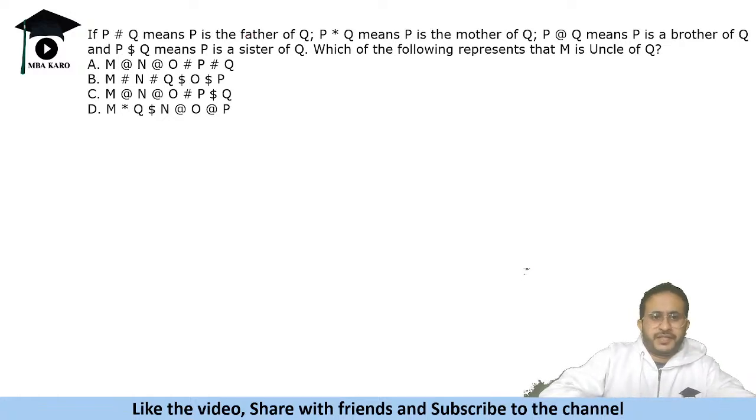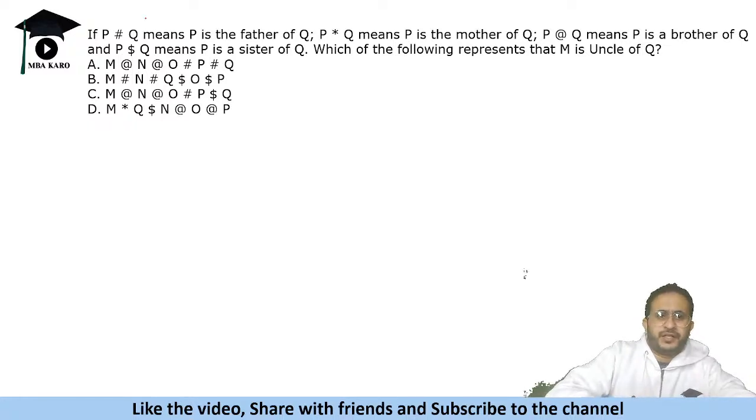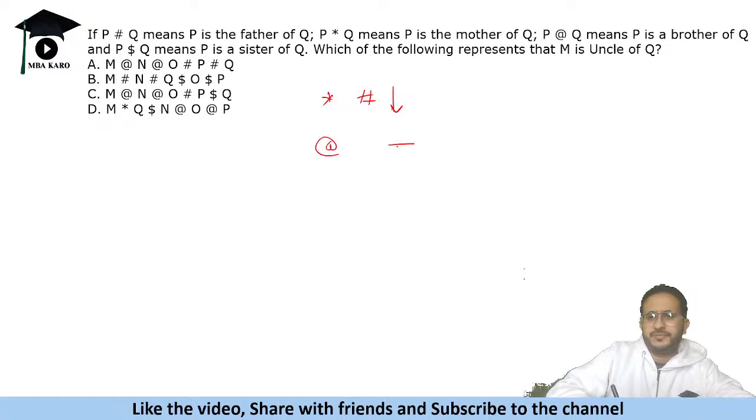Okay, so we are given that this is the relation. Which of the following represents that M is the uncle of Q? We go option by option. I will tell you some certain things which you need to keep in mind. Now, hash means father. So hash is going down. Star means mother. So star is also going down. Then at the rate is brother. So at the rate is in the same generation. And dollar means sister. So dollar is also in the same generation.